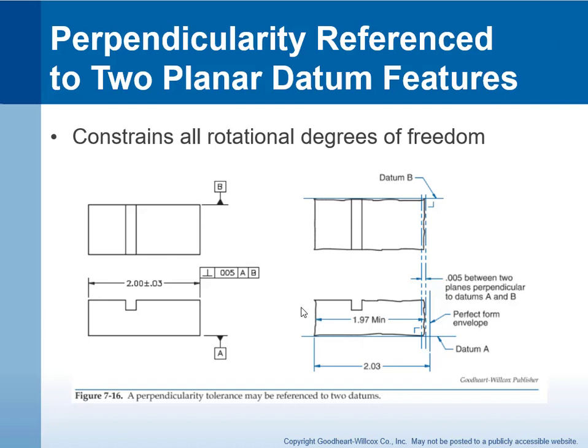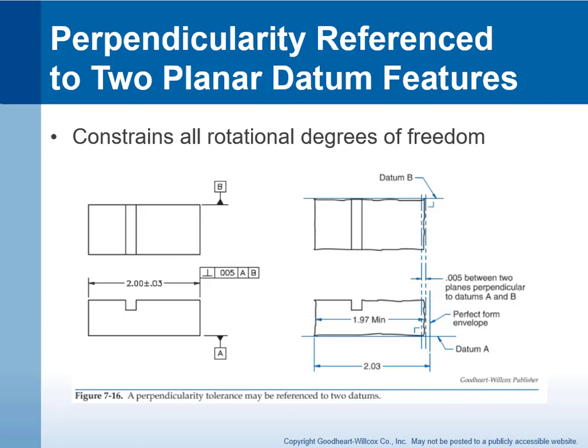This slide, what we're talking about here is a perpendicularity tolerance applied using two planar datum features. In this case we have datum A, which is the lower surface. We have datum B, which is the far surface. And then this end surface now has a perpendicularity tolerance to both A and B. So essentially we're using two datums to establish our planes for our perpendicularity tolerance.